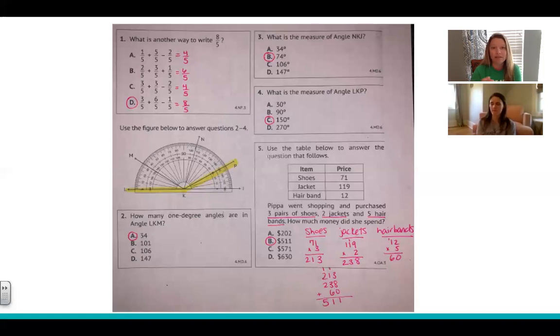So I just did the simple math for adding and subtracting. Remember, my denominator stays the same. And the only one that equaled 8/5 was D. That was my answer. Awesome.